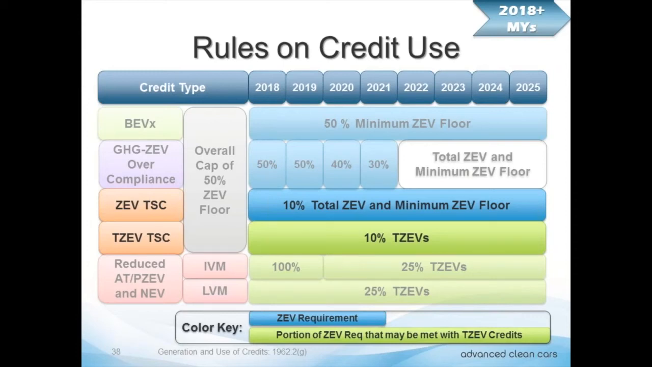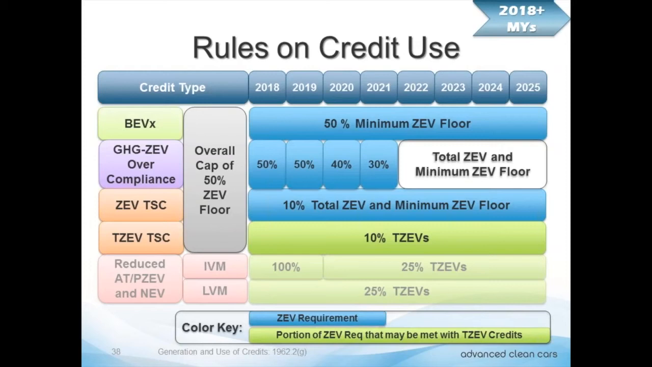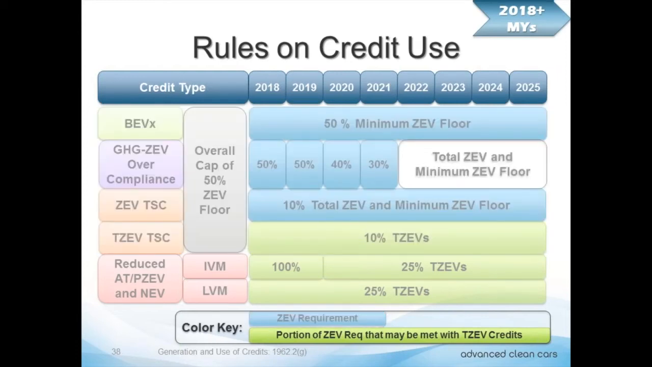In addition to these individual caps, there is an overall cap on the use of credits earned from GHG ZEV overcompliance, transportation systems, and BEVX placement. Collectively, these credits will only be allowed to meet up to 50% of a manufacturer's minimum ZEV floor for any given model year. Earlier in the presentation, we discussed the fact that any banked PZEV or ATPZEV credits a manufacturer has after model year 2017 compliance will be discounted.